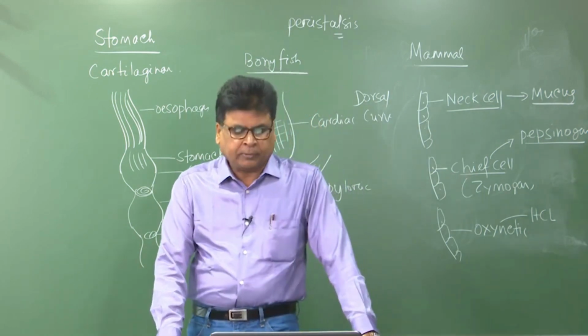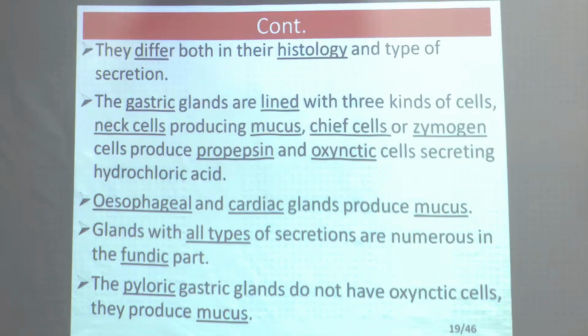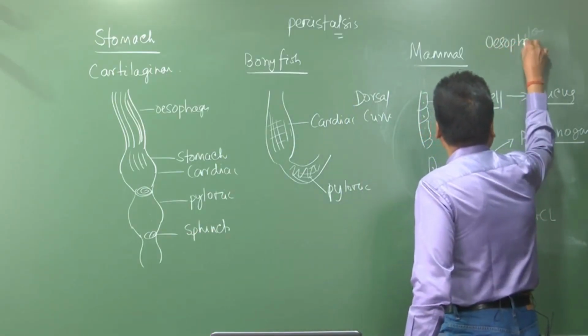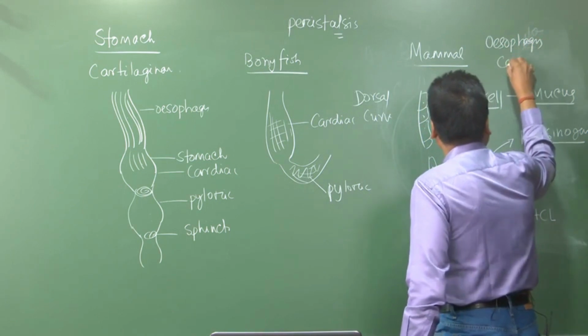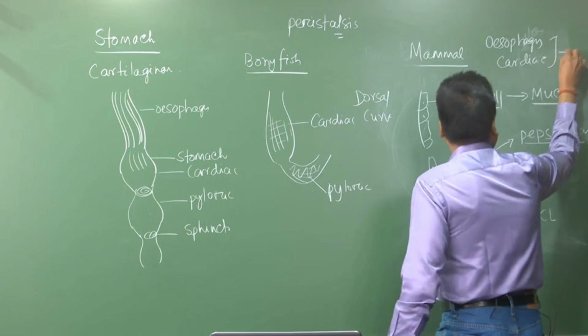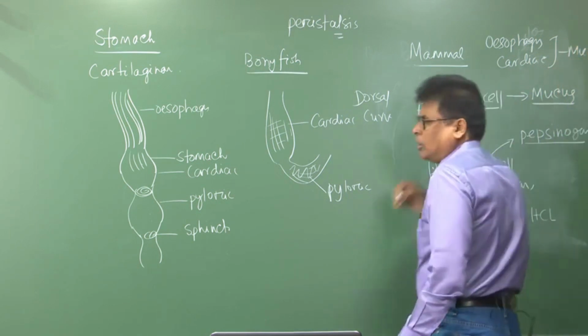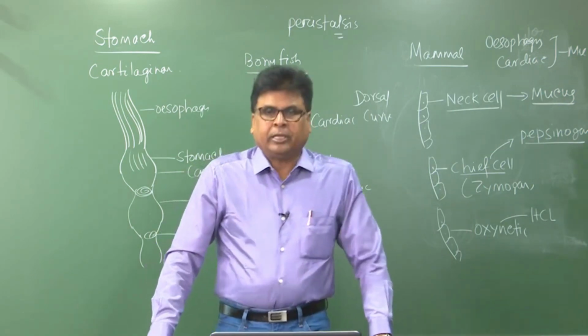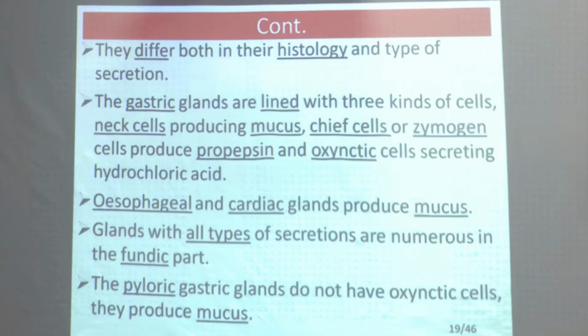Now come to the next part, oesophageal and cardiac glands. Again remember, oesophageal and cardiac glands produce mucus. The oesophageal glands are present at the anterior part of the stomach, and then the cardiac glands. They are also gastric glands, and they actually secrete mucus. The oesophageal and cardiac glands produce mucus.